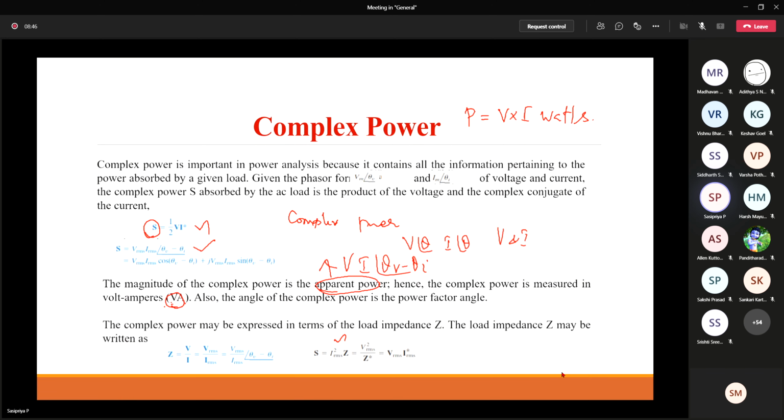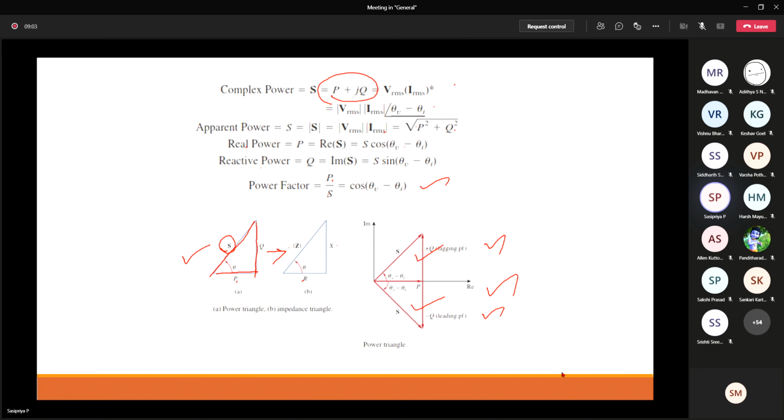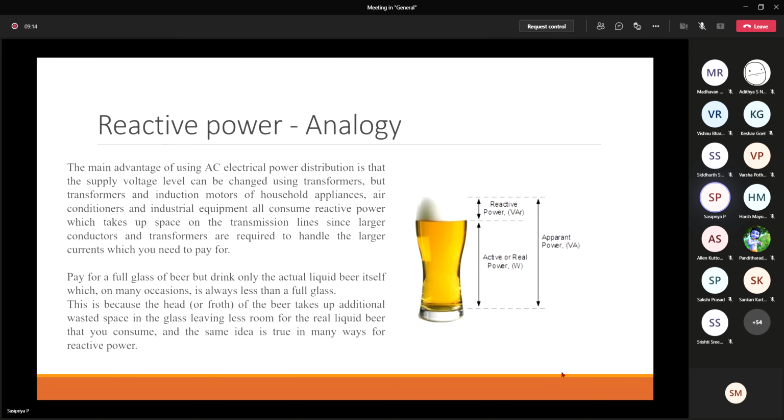Okay, so we have three terms as discussed in the last class: real power, reactive power, and apparent power. The units are, for real power as usual, watts, for the reactive power, volt ampere reactive, and for the apparent power, volt amperes. We discussed this power triangle also for leading power factor and for lagging power factor, and we solved one simple example. To understand reactive power, we'll take this analogy, a very popular analogy people use.